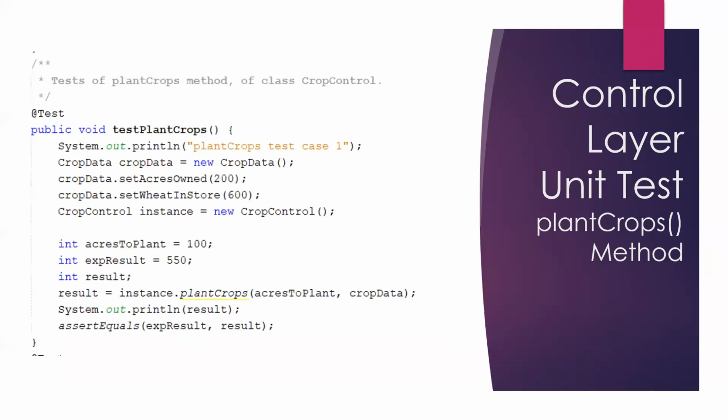Next, we are declaring variables. Acres to plant equals 100, and based on that, we're expecting to get a result of 550. Then we are declaring a variable result and assigning it to an instance object and the plant crops method that passes 2 parameters, acres to plant and a crop data method.